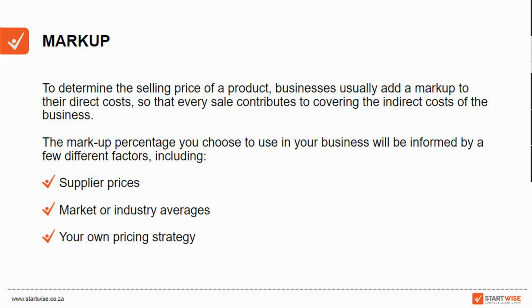So we're all in business to make a profit. We don't just want to break even every month and cover our costs. Otherwise, our businesses won't grow, and you're basically working for free. So we want to make sure that you cover your indirect costs, but that you also make enough to make a profit. The markup percentage that you choose to use in your business will be informed by a few different things. The first one is the supplier prices that you're paying for your material. Another thing you need to think about is the market or industry averages.